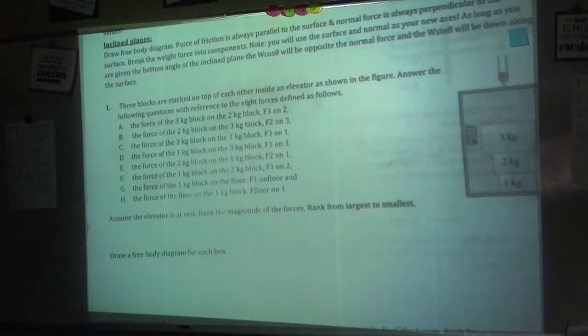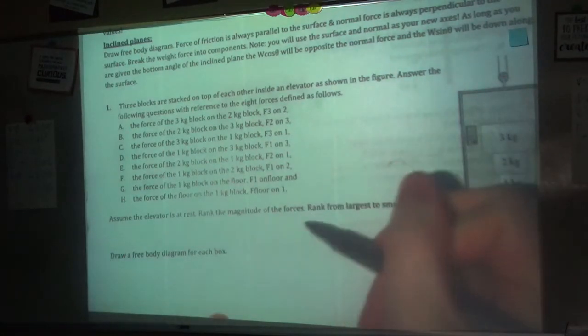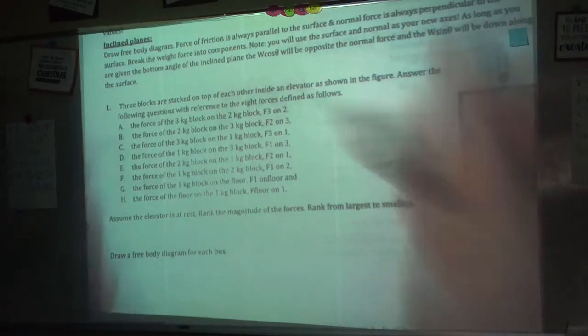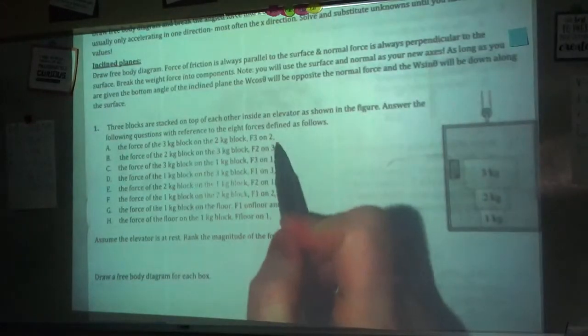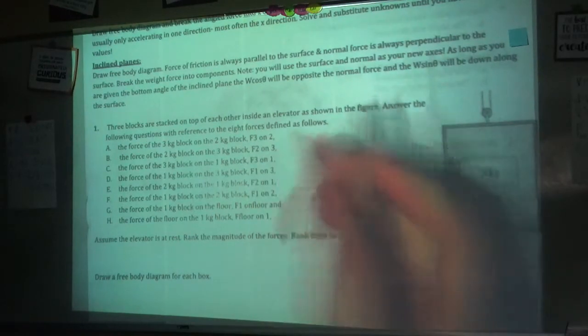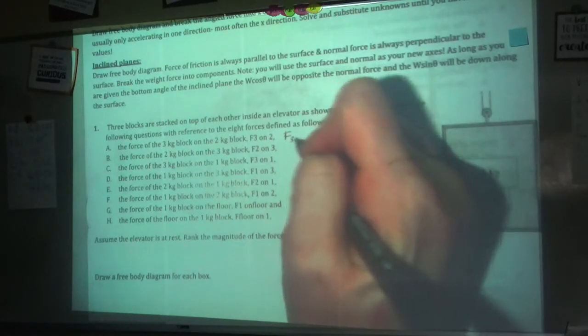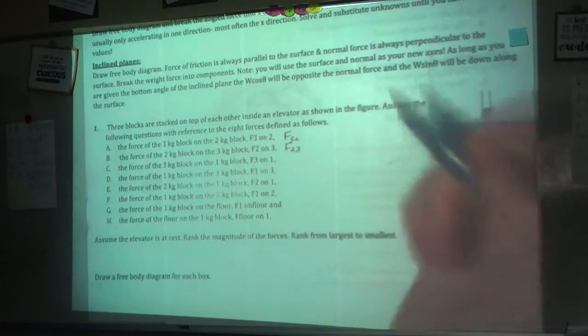So for number one, we have three boxes stacked on top of each other. We are trying to rank the magnitude of the forces from largest to smallest. So we have a lot of different options. We have the force of 3 on 2 and the force of 2 on 3. So I'm going to call this F32 and F23.